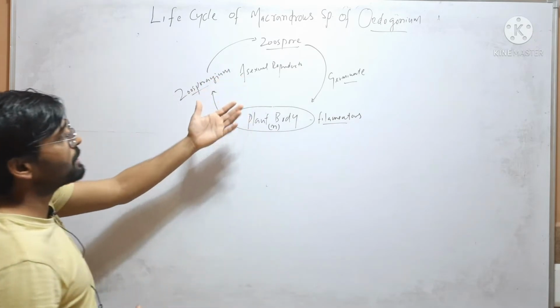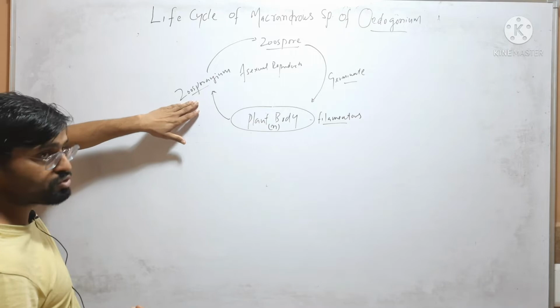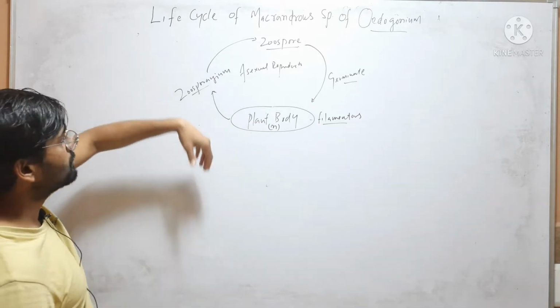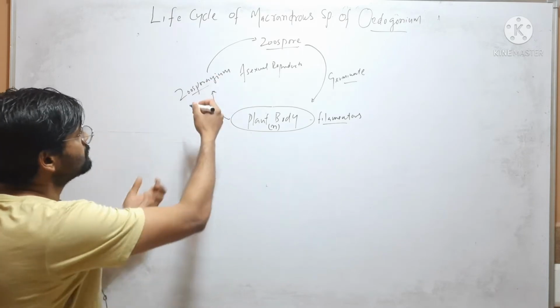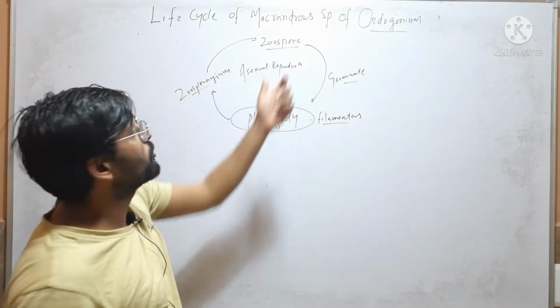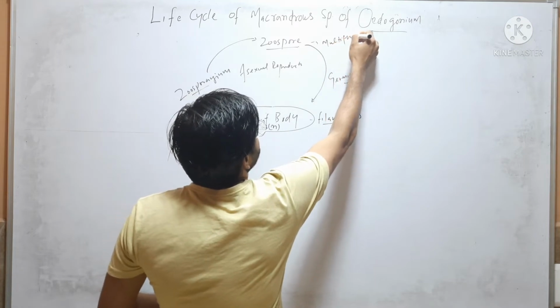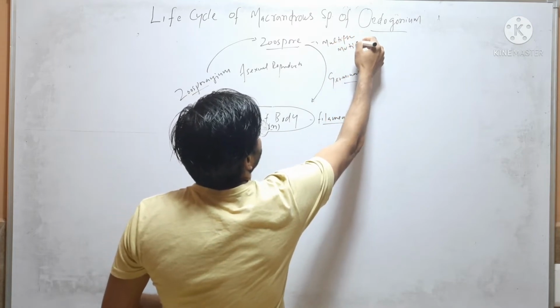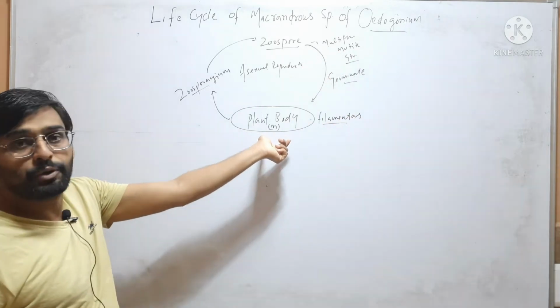So during asexual reproduction, any cell of the plant body will act as a zoosporangium. Any cap cell or any intercalary cell will act as a zoosporangium. Inside the zoosporangium, a zoospore is formed, and we know that a zoospore is a multiflagellated motile structure. This zoospore will germinate and form a plant body again.